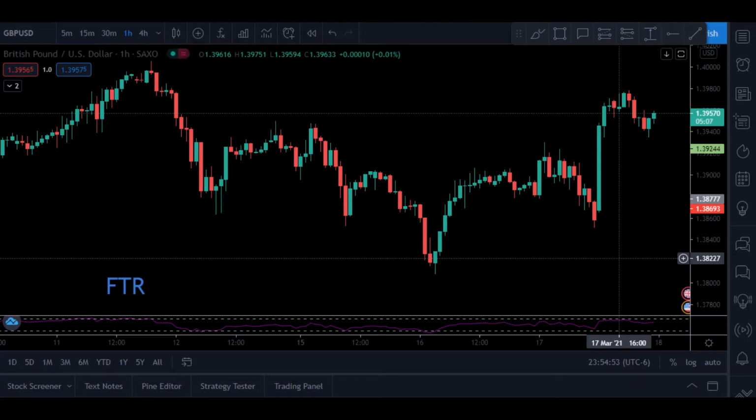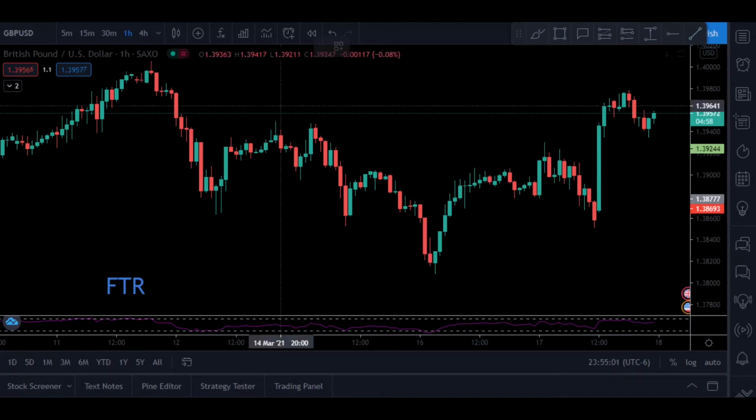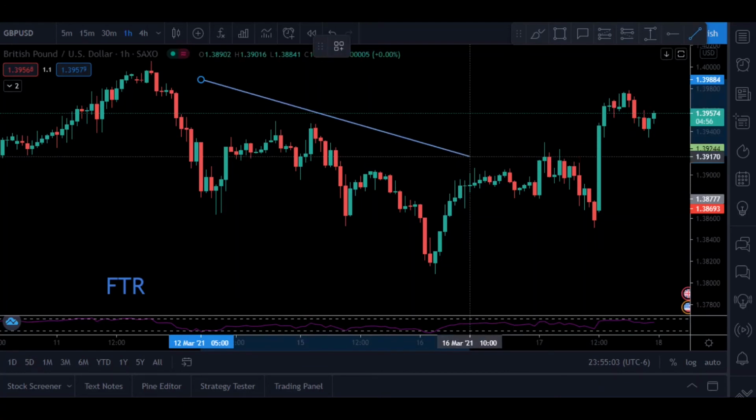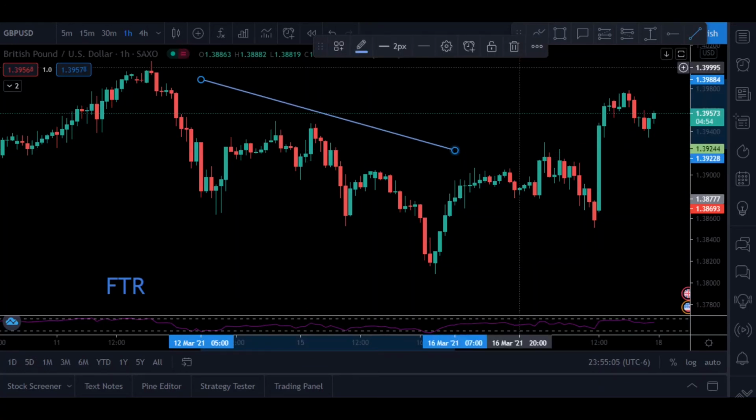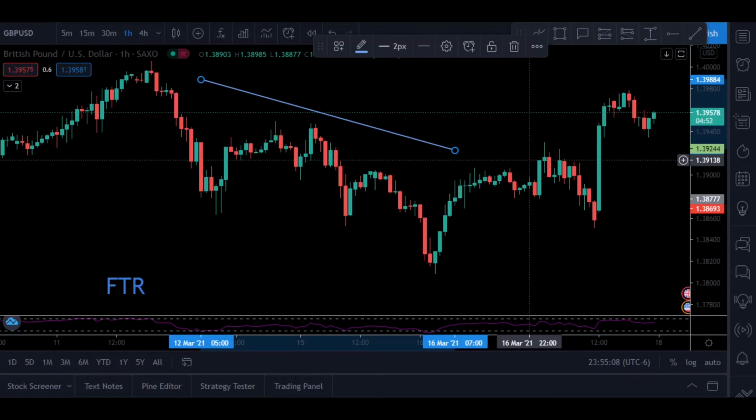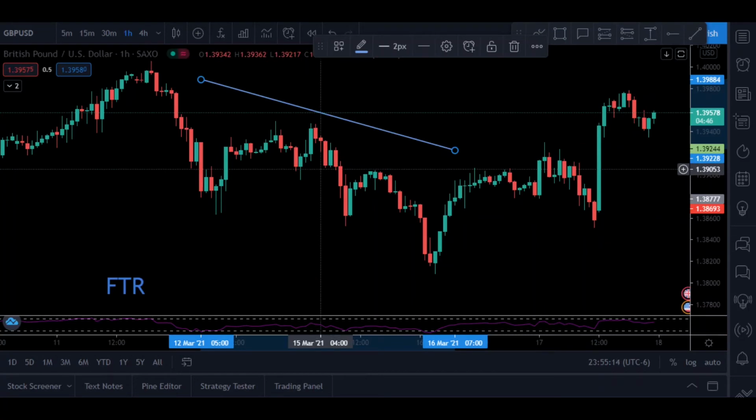Market structure is clean and easy. This was the 1 hour, and as you can see we have a trend happening. It's going down, we're having lower lows and lower highs. Here we have a bearish candle, bullish candle, bearish. And this was a really good trade.